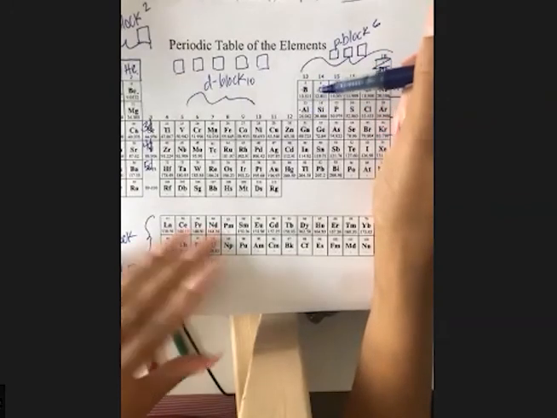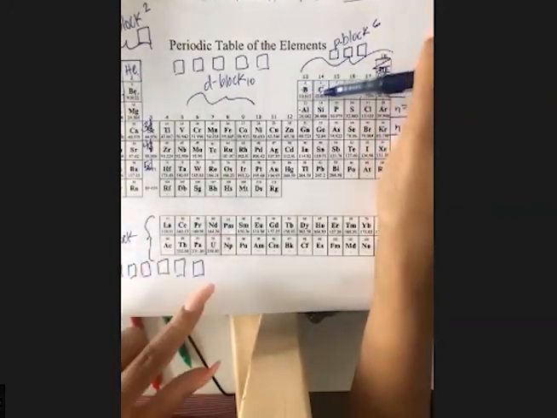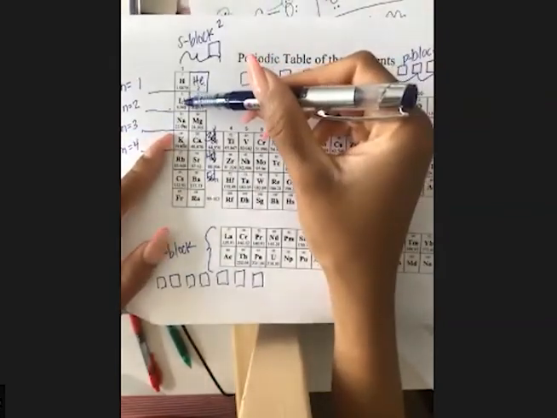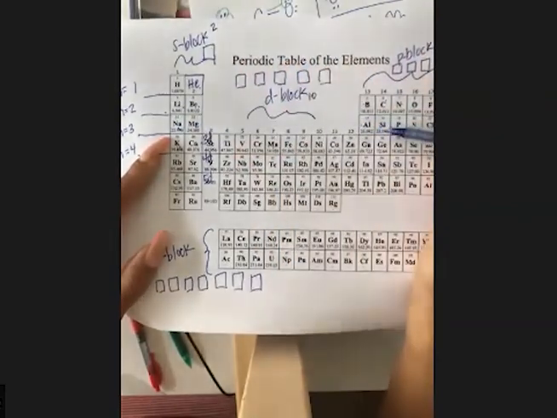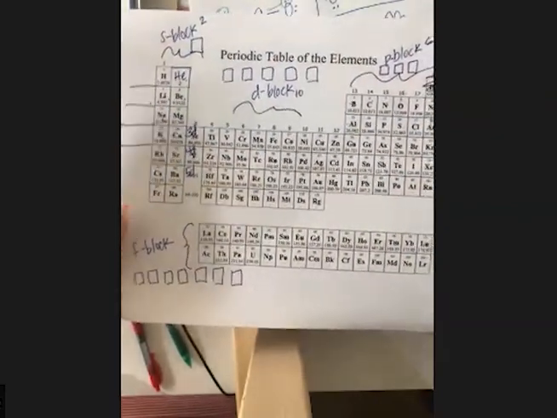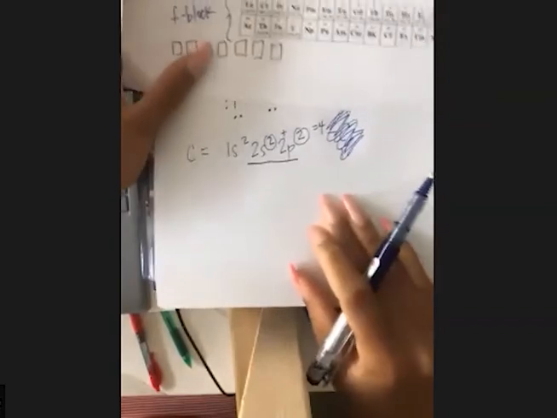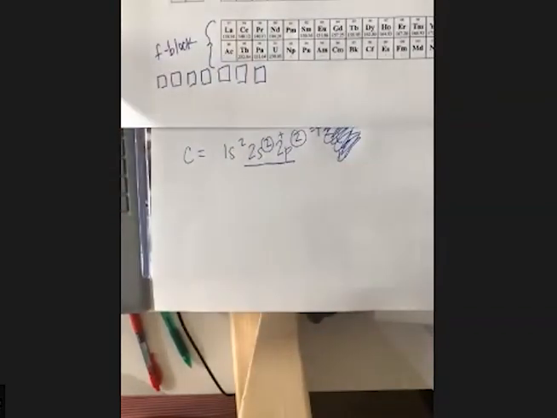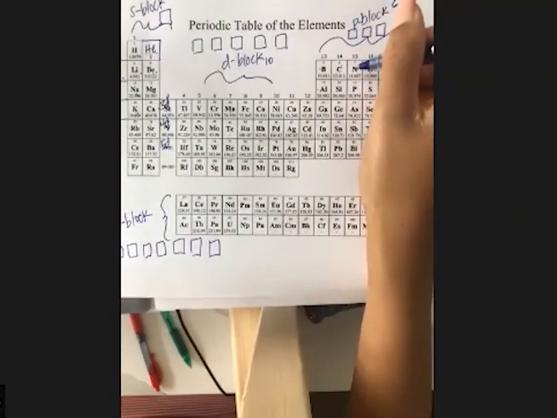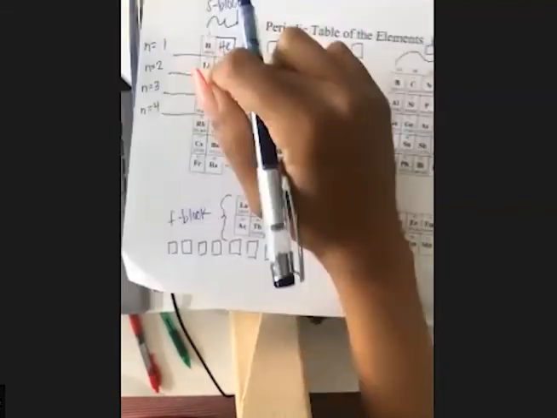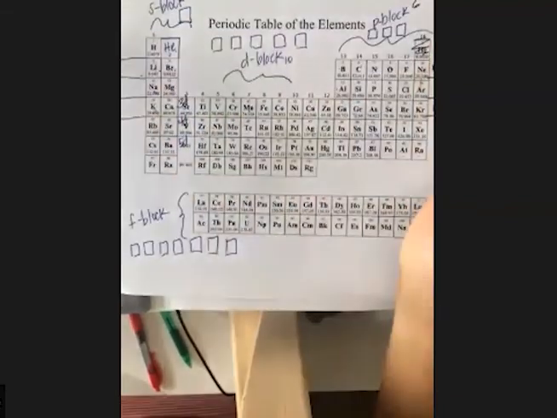So this is 2p2, 3p2. But then you have to remember that they also have the 2s2, 2p2, 3s2, 3p2. So the highest energy level is going to give us 4 electrons for all the elements in group 4. And that's how we figure out the valence electrons. Same thing with group 5, because it's going to end in p3. So you're going to have these 3 plus the first 2 over here. That's going to be 5 valence electrons.